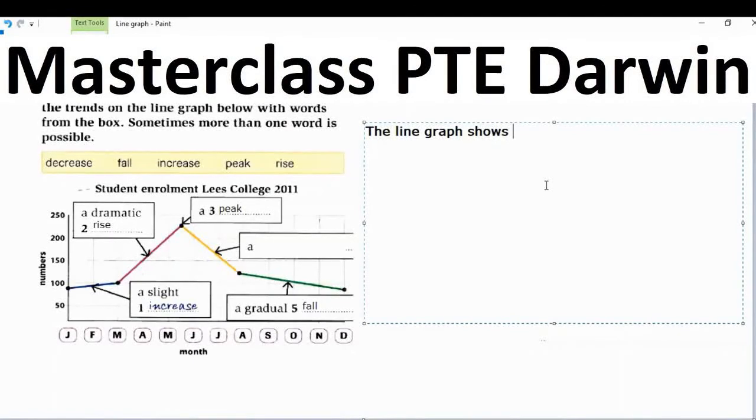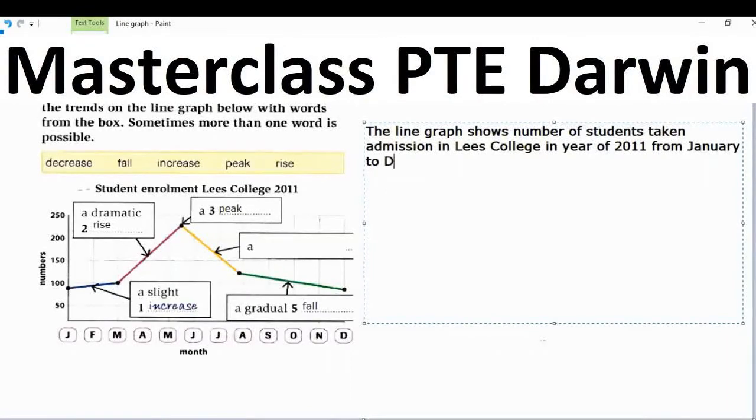So, the number of students taking admission in Lee College in the year 2011. What is the period? From January to December. Over a 12-month period. Okay.